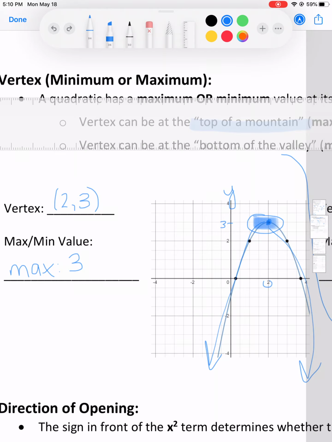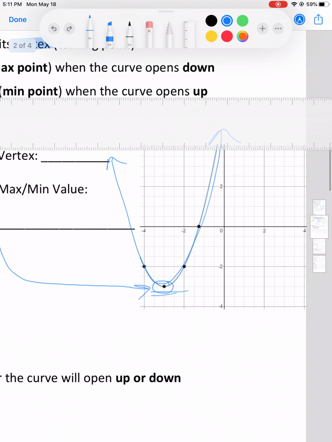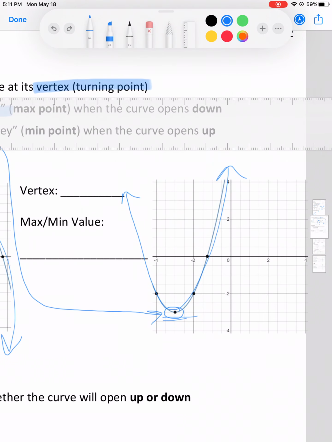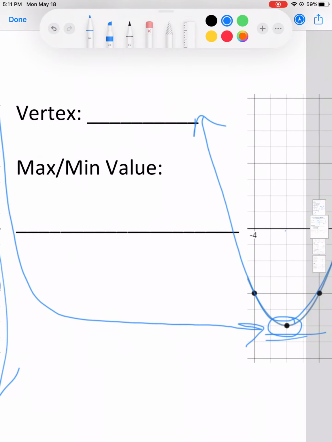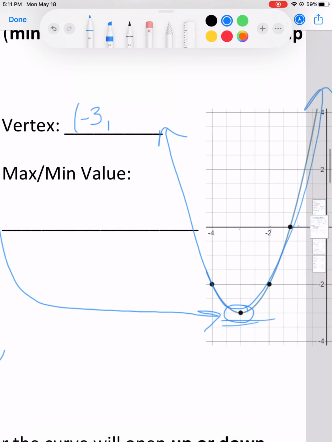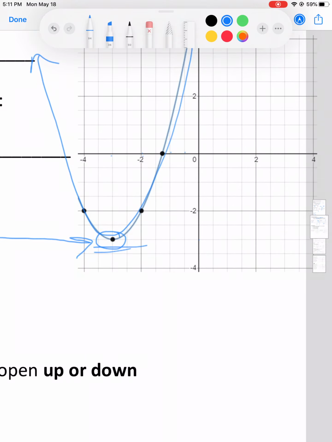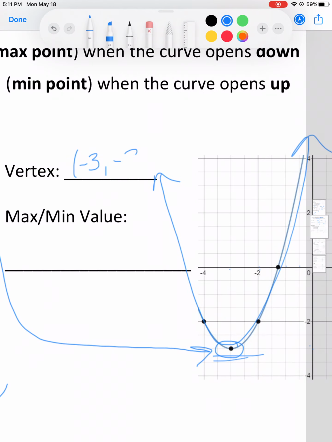Okay, so the next one, my vertex. What is the point in which my parabola starts changing directions? Again, as you can see, it's down here. We do x, y. So my x, I go all the way over. Here's -2, so it's every other one: 1, 2, 3. And what's my y value? -3. So that's the lowest possible point, the vertex. That's when my parabola starts changing direction.